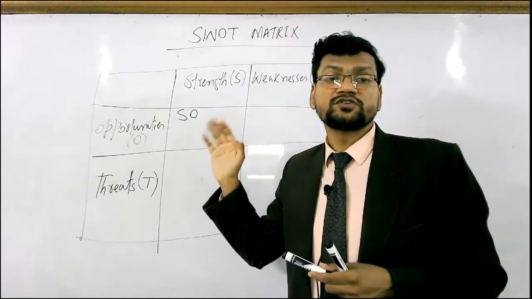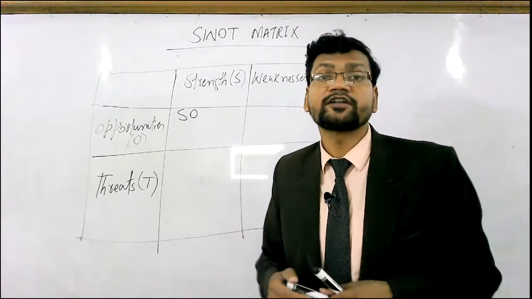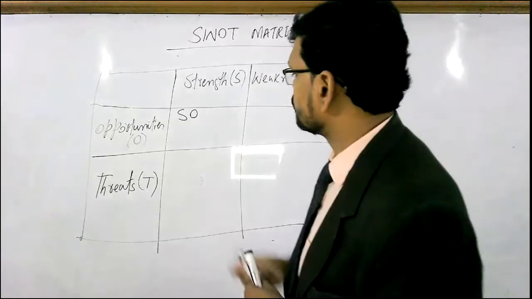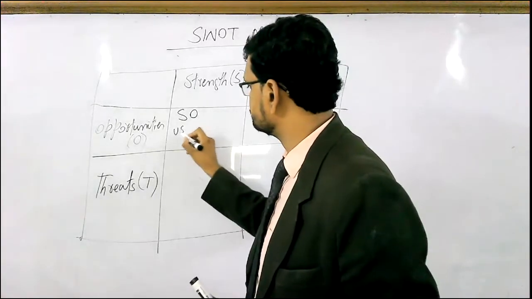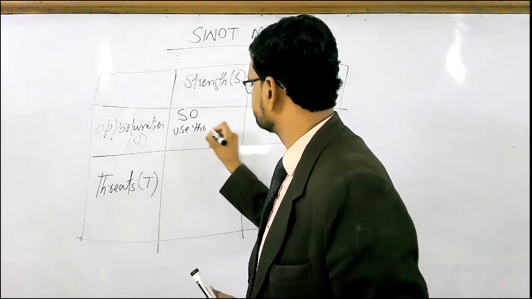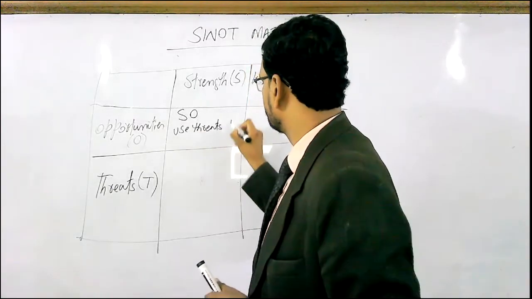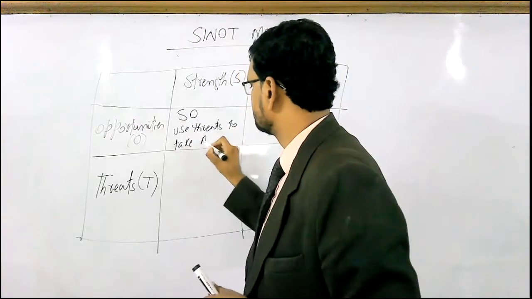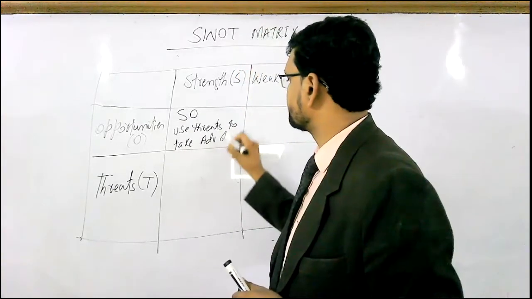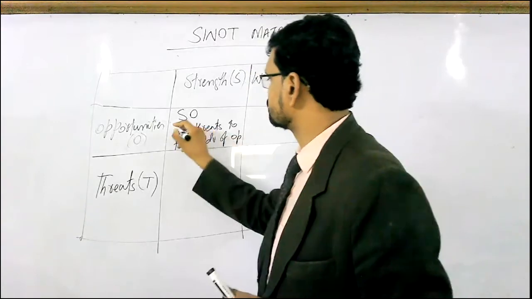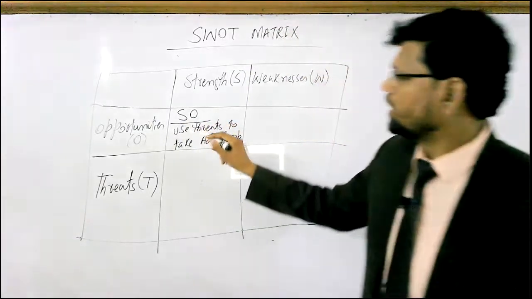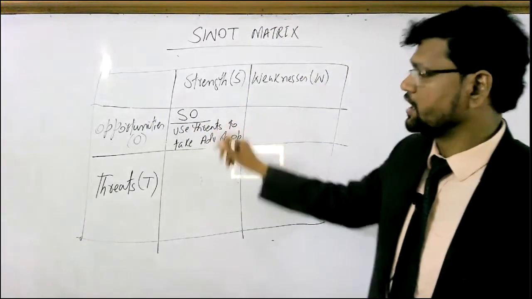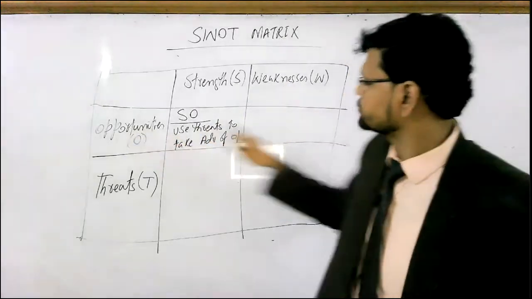Basically, it uses strengths to take advantage of opportunities. So that is called the strengths-opportunities strategy, this area. And this area is weaknesses and opportunities.